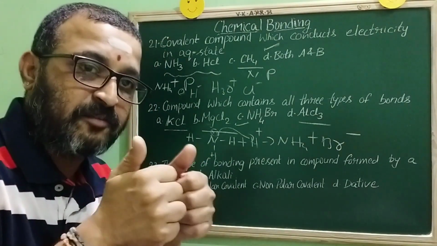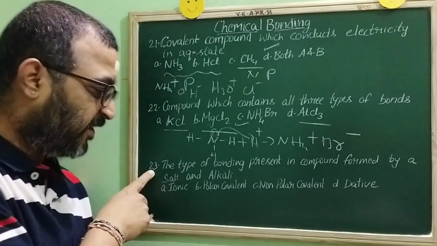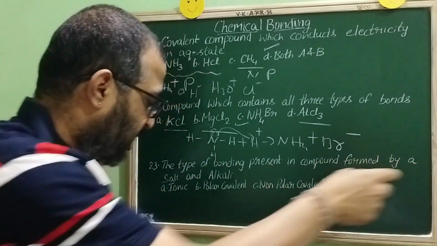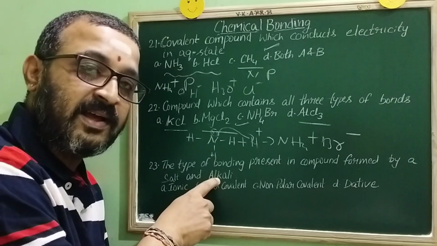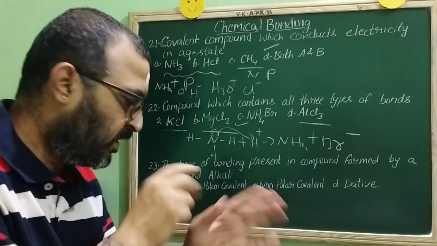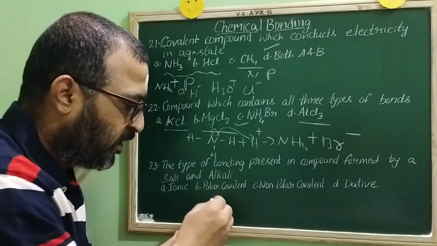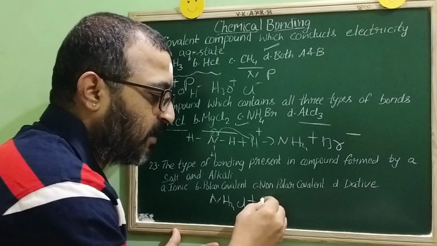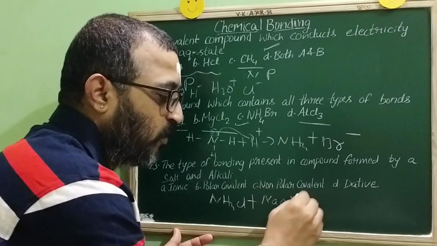Okay, children, let us proceed with question number 23. The type of bonding present in the compound formed by a salt and alkali. Alkali is a base which is soluble in water. Now, for example, they are talking about which salt. We'll take one example, ammonium chloride, and for alkali we will take sodium hydroxide.